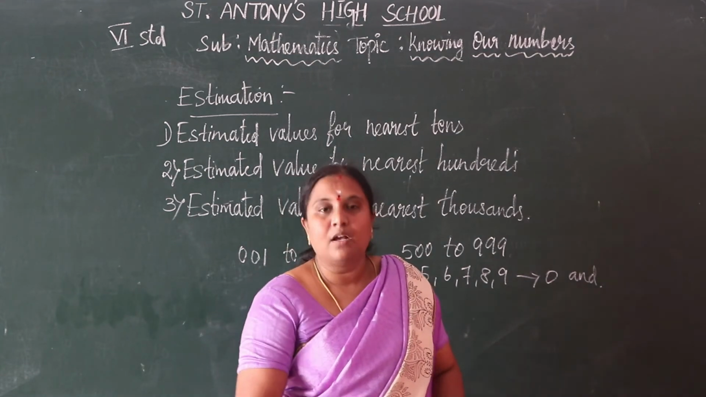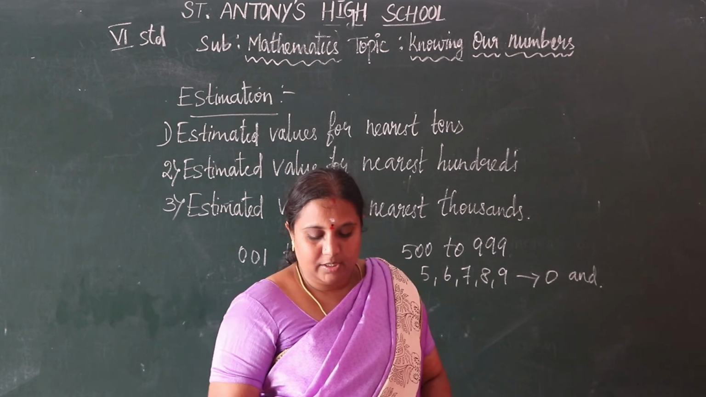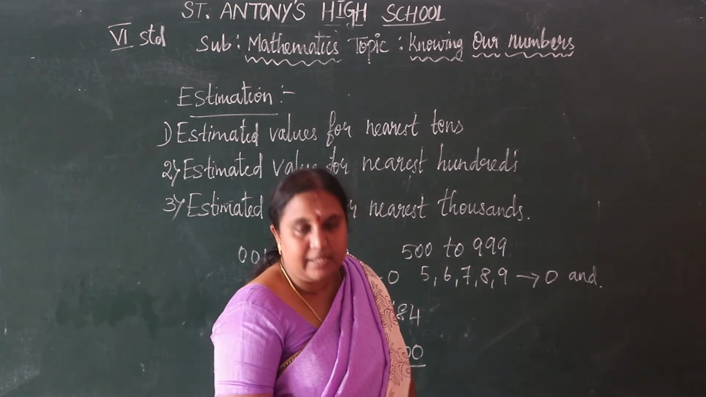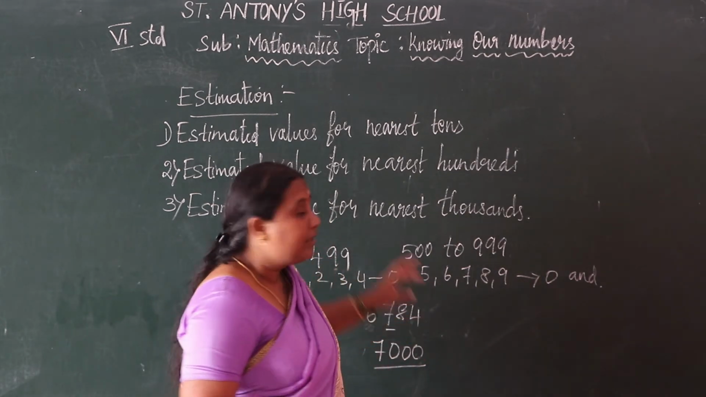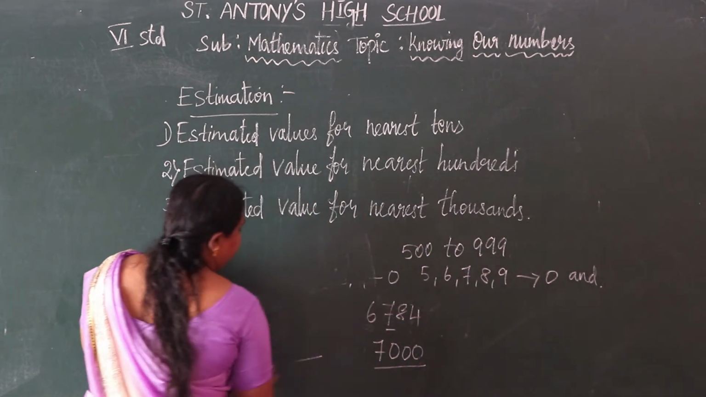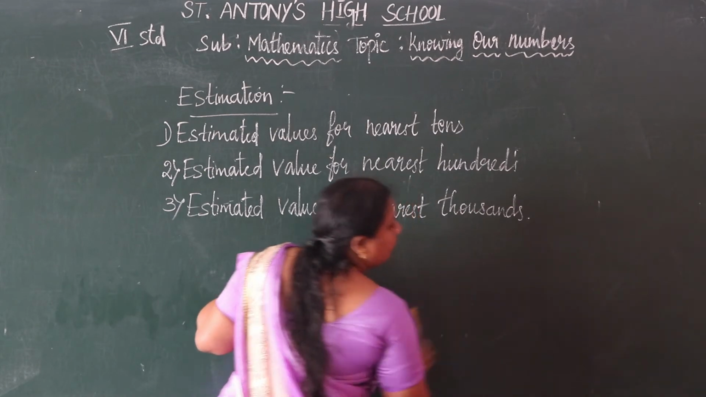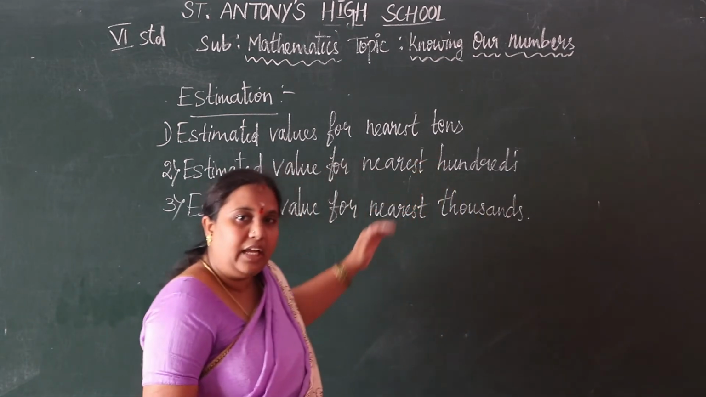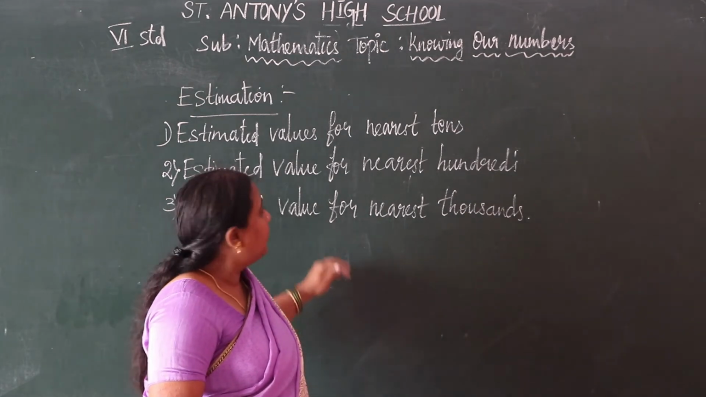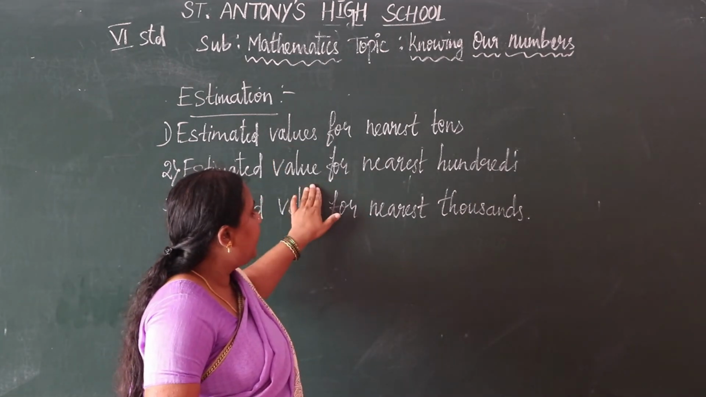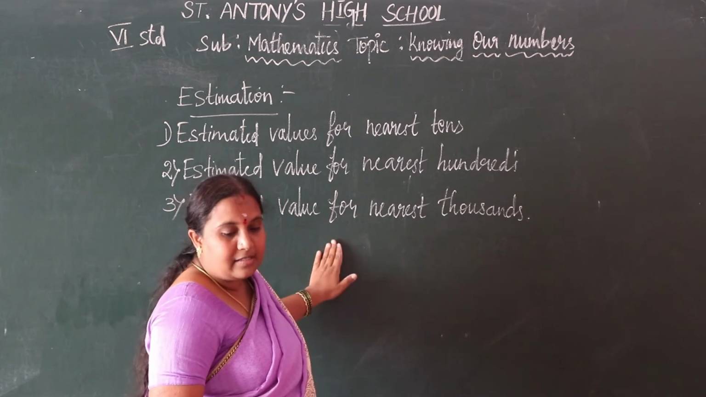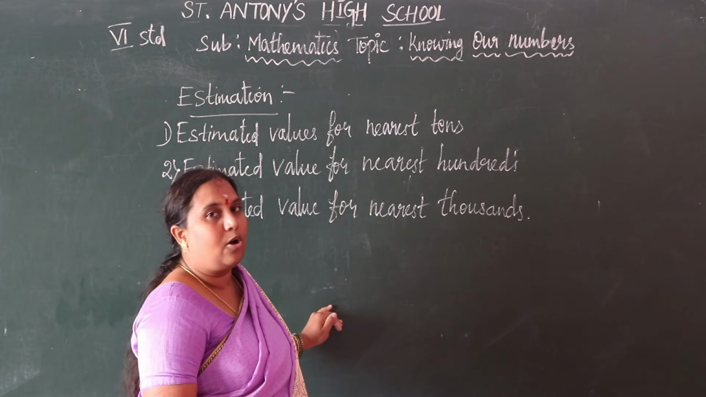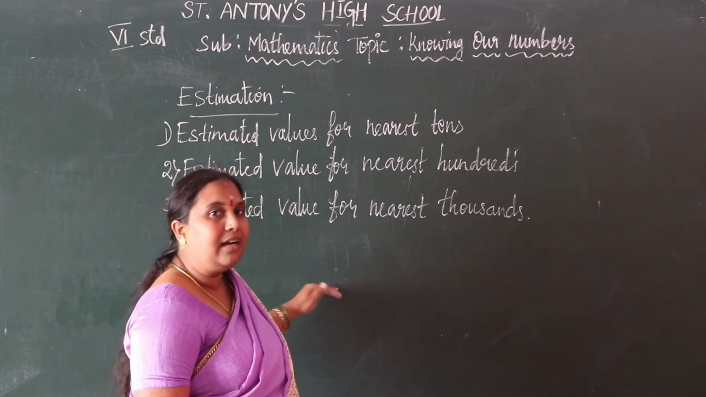Now let us see another topic: estimating outcomes of number situations. Before this, let us see one example given in your textbook. One number is given, and we should round it off to these three conditions: tens, hundreds, thousands, and the same is considered for 10,000s also. So let us do that sum.